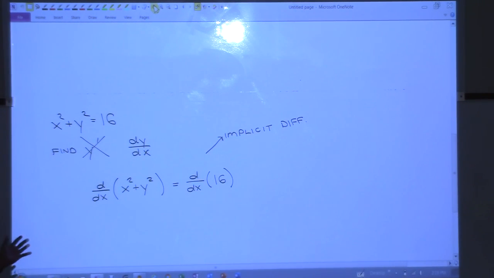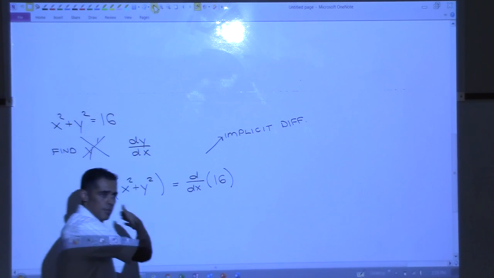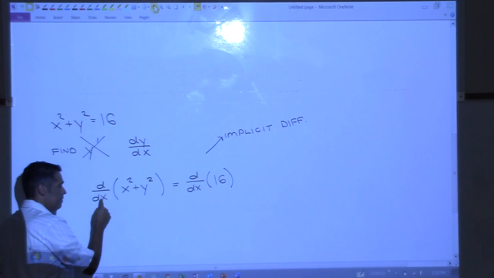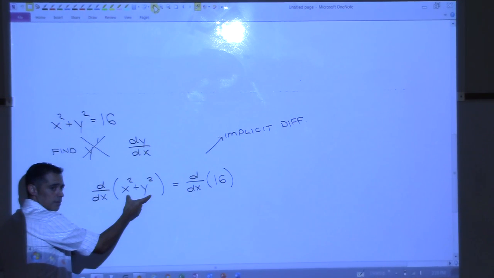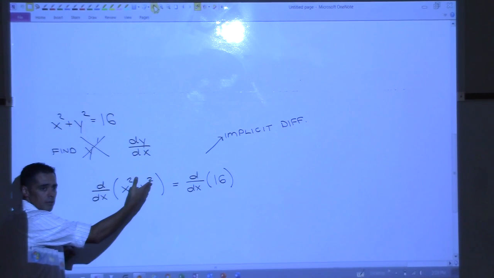I know that doesn't seem like a big deal, but there are little technical things we have to be really careful with in here. All right? So here we go. On the left side, I'm trying to take the derivative, treating x as the independent variable, of a sum, right? And the derivative rules say that I can do them individually.